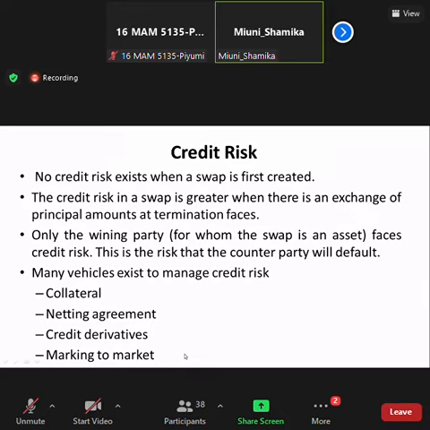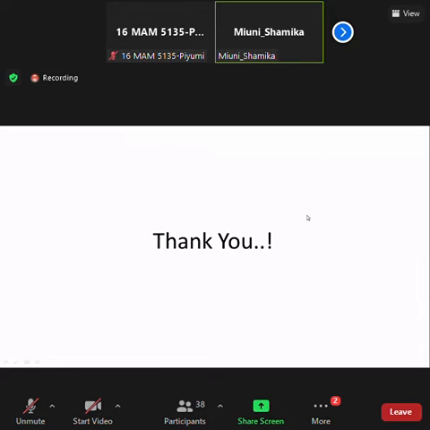But when there is marking to market, there will be daily settlement. So we don't need to wait until the end of the contract to get the gains or the losses. So identify gains or losses. So that is one way that we can manage the credit risk. So these are the different ways we can use to manage the credit risk, not only in swaps, but also in other credit agreements. You can use collaterals, you can use netting agreements, and use credit derivatives and marking to market. So these are the different ways to manage the credit risk.